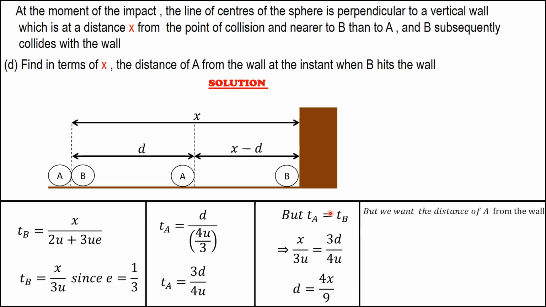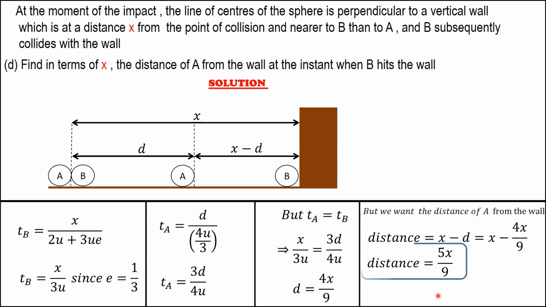So having this D, we can therefore obtain the difference, that is, we want the distance of A from the wall, that is, we want the distance x minus D, as I said. Having D in terms of x, we do the operation x minus 4x divided by 9, and further simplifying with the LCM, we get that distance, x minus D, to be equal to 5x divided by 9, which was what was being asked for us to obtain in the D part of the question.